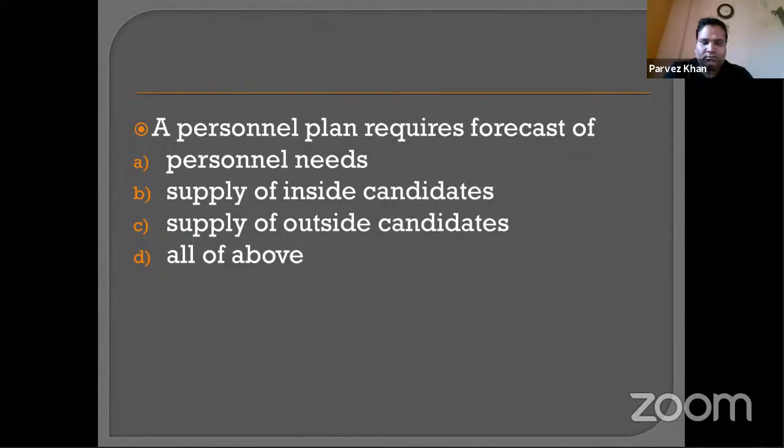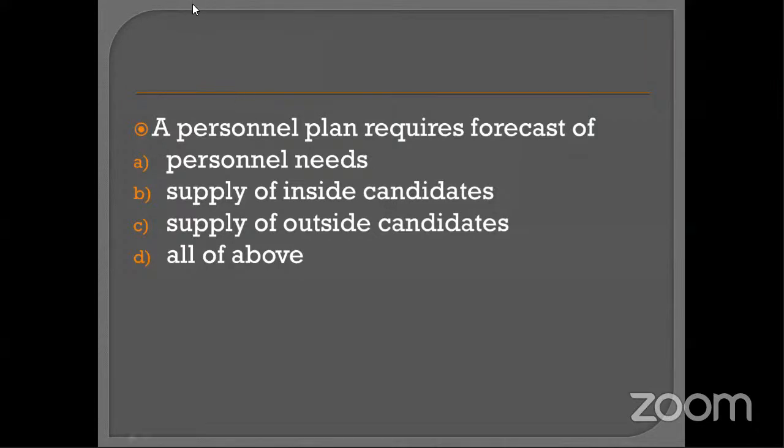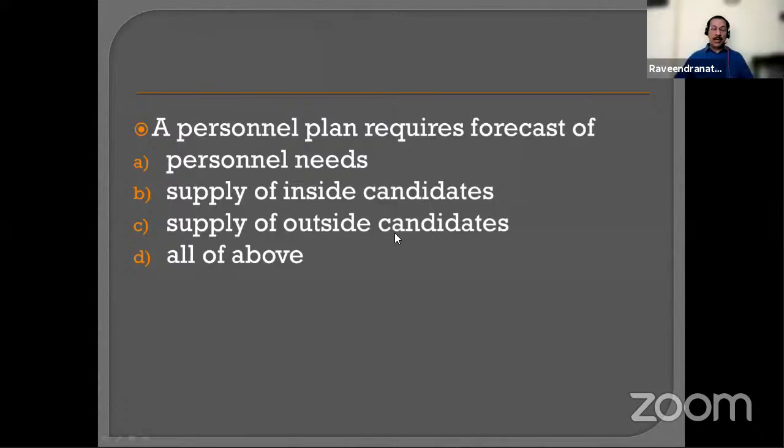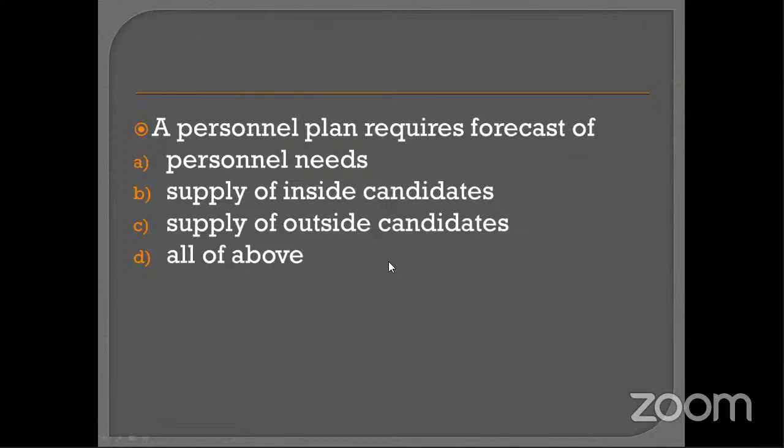Madam, your sound is not coming. Okay, sir. Sir, I'll just take 2 minutes. I'll come back. I'll join again. Sir, I hope it's stable now. It is okay. Continue, madam. Okay, sir. Thank you.